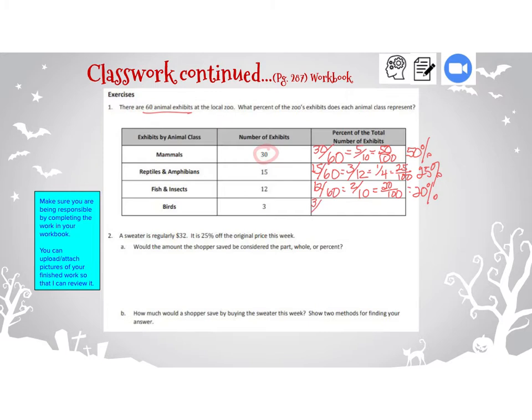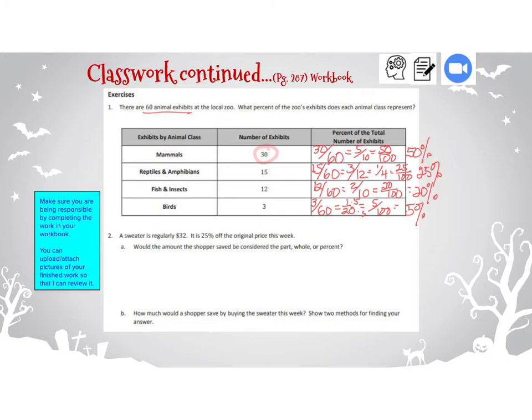I like the bats. 3 out of the total exhibits is 60. And then if I reduce top and bottom by 3, I get 1/20th. So see how this is tiny? Now I'm going to build this back up to 100. So I'm going to times by 5. I get 5 over 100. This one is equal to 5%. Oh my gosh, that fits perfectly.